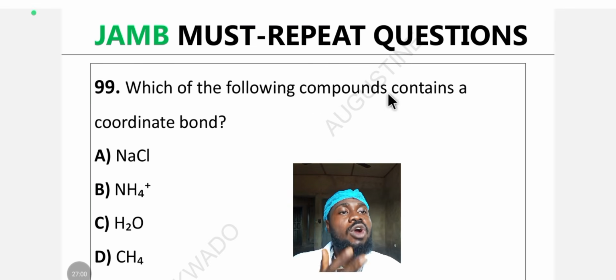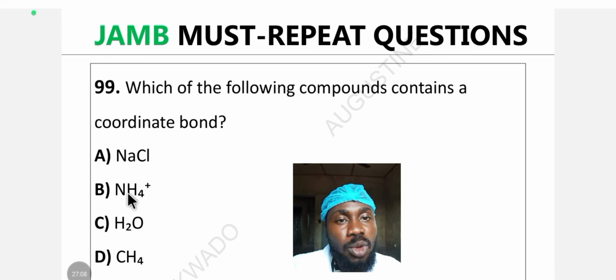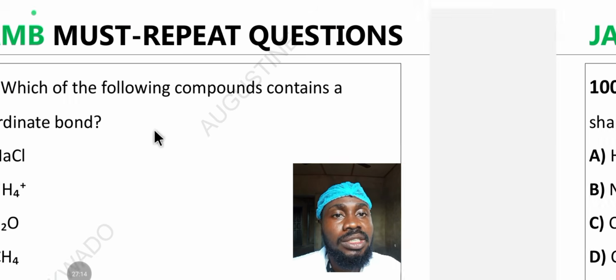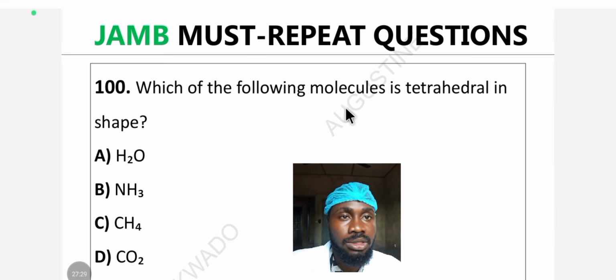Question 99. Which of the following compounds contain a coordinate bond? A. Sodium chloride. B. Ammonium ion. C. Water. D. Methane. What's the answer? Drop the answer in the comment section. Question 100. Which of the following molecules is tetrahedral in shape? A. Water. B. Ammonia. C. Methane. D. Carbon tetraoxide. What's the answer? Drop the answer in the comment section.